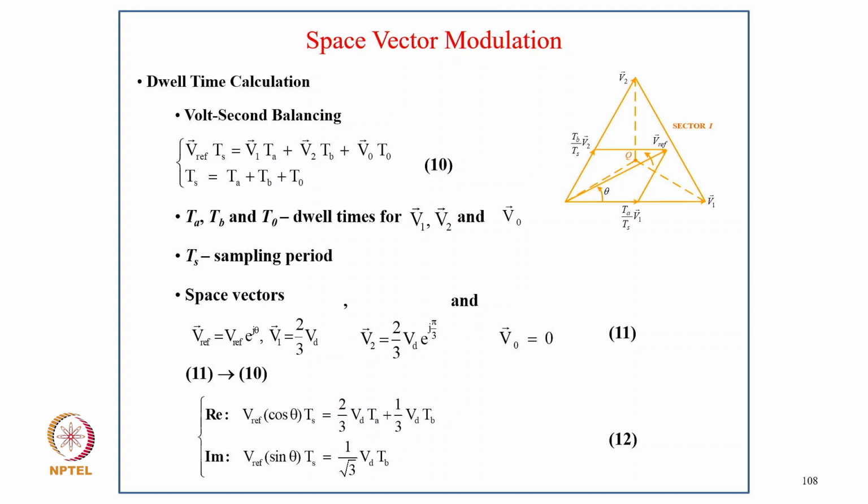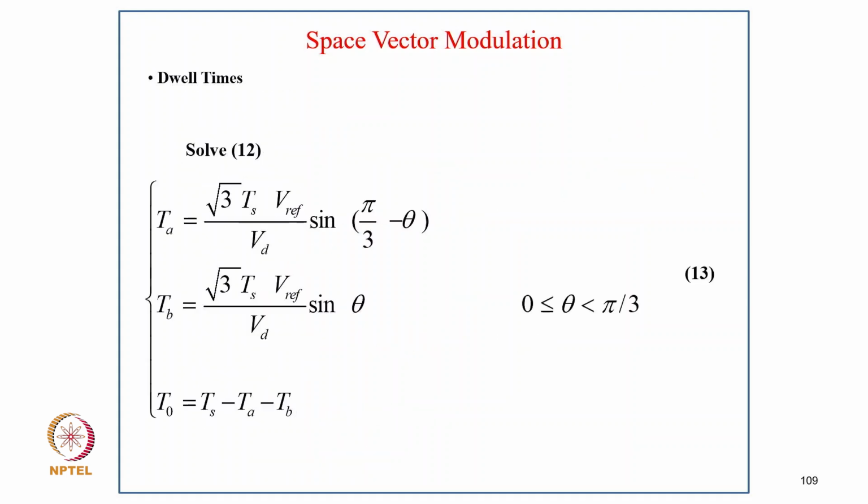So from the equation, taking real and imaginary parts separately. Real part: V reference cos theta TS equal to 2 by 3 Vd TA plus 1 by 3 Vd TB, and imaginary part: V reference sin theta TS equal to 1 by root 3 Vd TB. Solving for the dwell times, TA equal to root 3 TS V reference by Vd into sin of pi by 3 minus theta, and TB equal to root 3 TS V reference by Vd into sin theta, and T0 equal to TS minus TA minus TB, with theta varying from 0 to pi by 3.